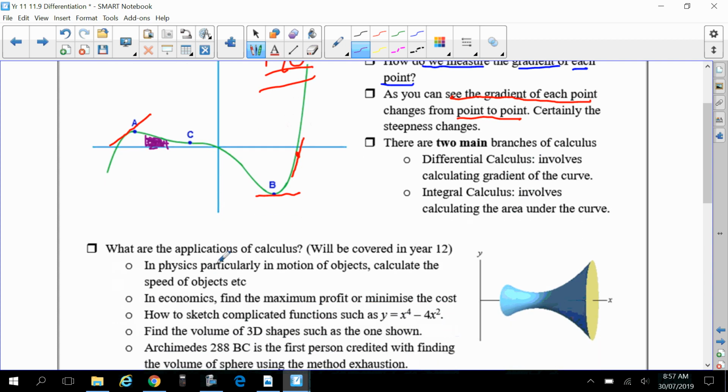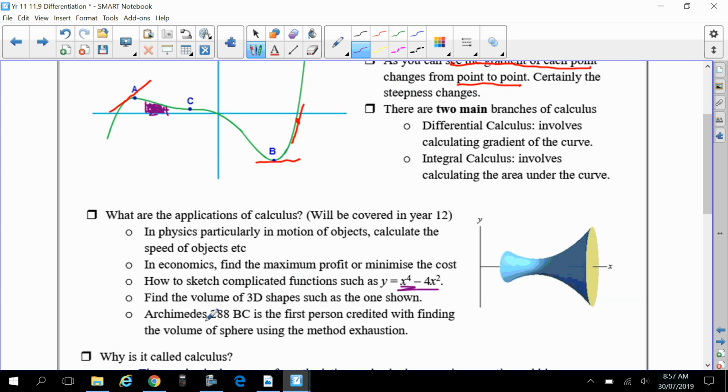What are the applications of calculus? We'll be covering in Year 12 physics, particularly the motion of objects, calculating the speed of objects. In economics, finding the maximum profit or minimizing the cost, how to sketch complicated curves such as this, and finding the volume of 3D shapes like this one.